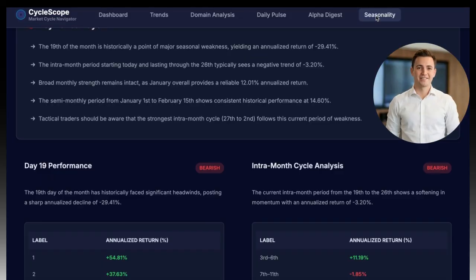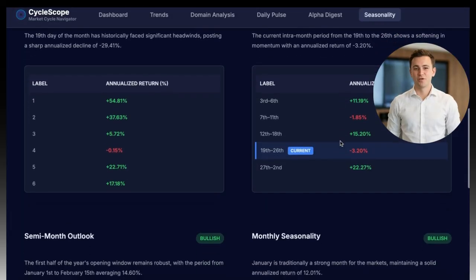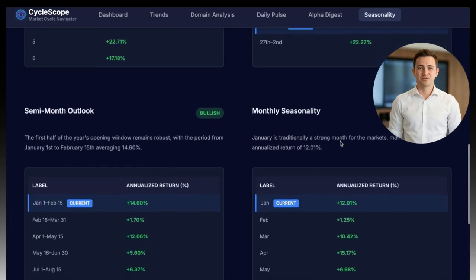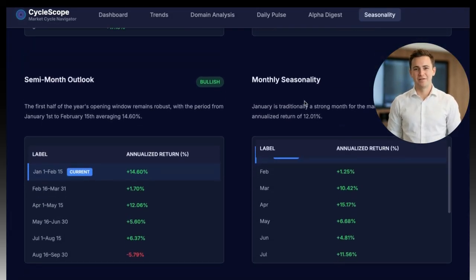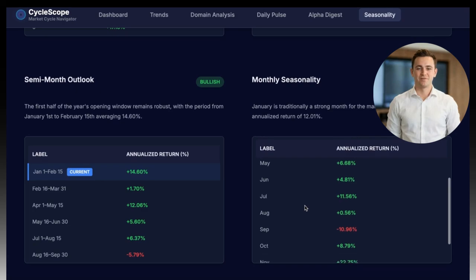All right, here we are inside the seasonality portal. Instead of just giving you one generic pattern, CycleScope breaks down seasonality into four distinct layers, from the broadest view to the most granular. First, we have Layer 1, Monthly Seasonality. This is the 30,000-foot view. It shows you the historical performance of each month since 1970. No surprises here for the pros. November is a powerhouse with a historical annualized return of over 22%. And September? It's the only month with a historically negative return. This is your starting point.